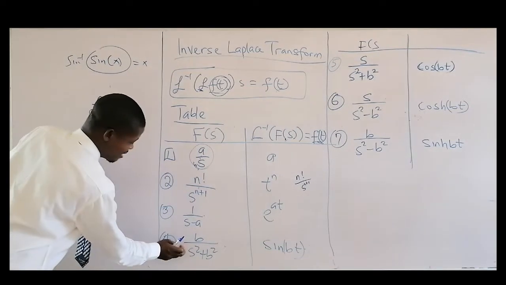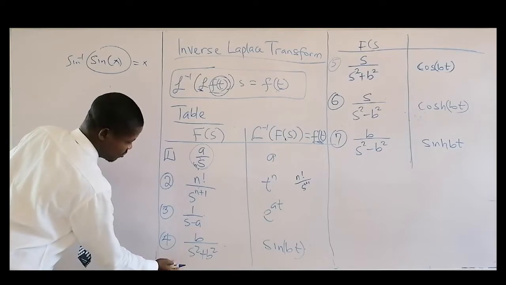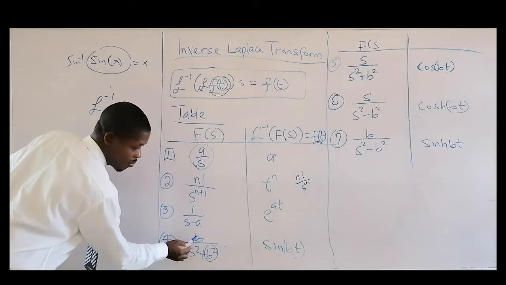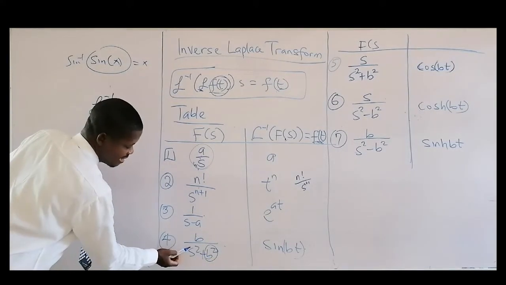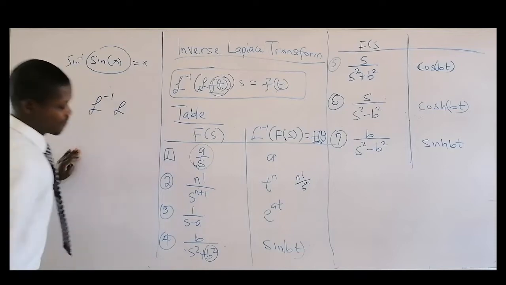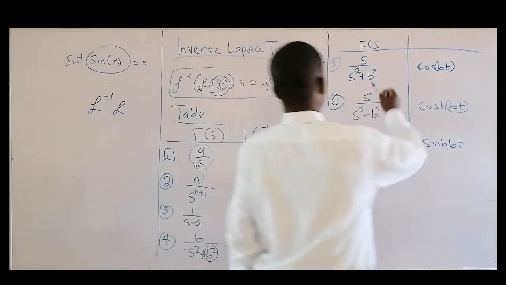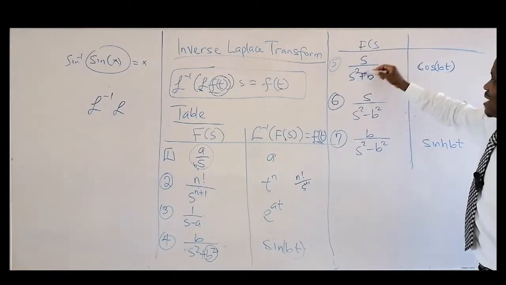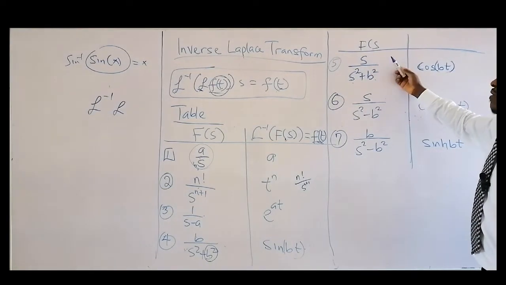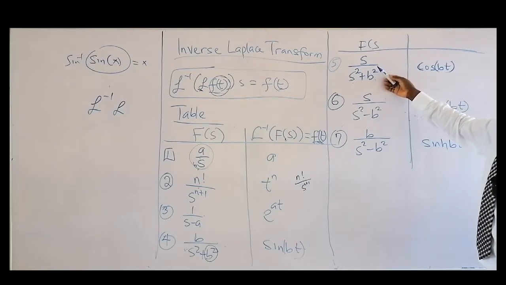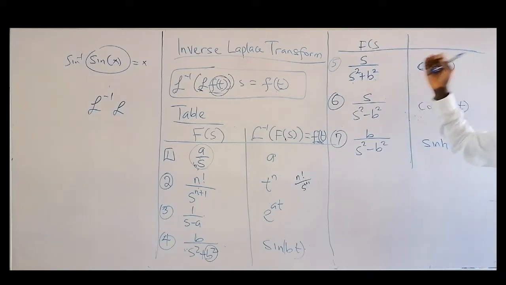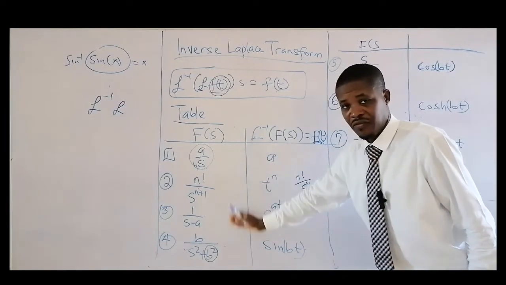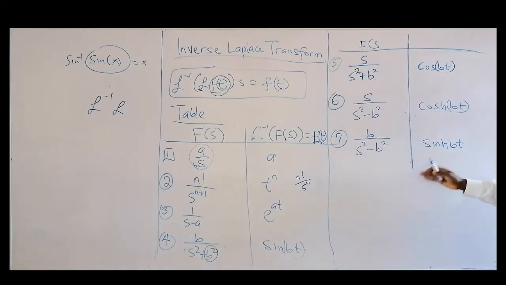Then this one, the inverse of this: if you look at it, anything you have here, this is b square. You must have a sine of that up there. This is definitely sine bt. The inverse of this fraction also, when you have x over x squared plus b squared, will give you cos bt. So we use the inverse function for fractions.